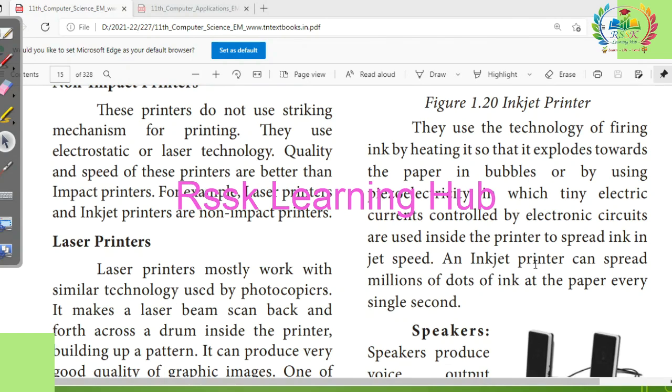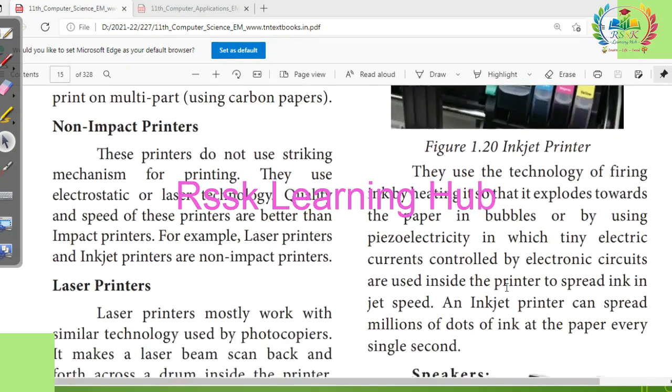So the inkjet printer spreads millions of dots of ink onto the paper every single second.